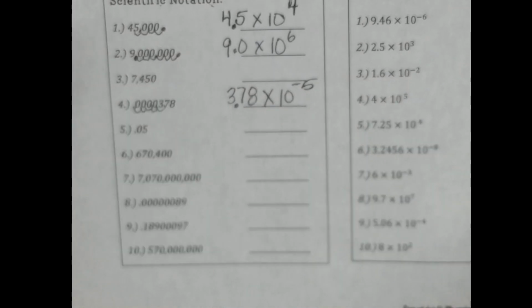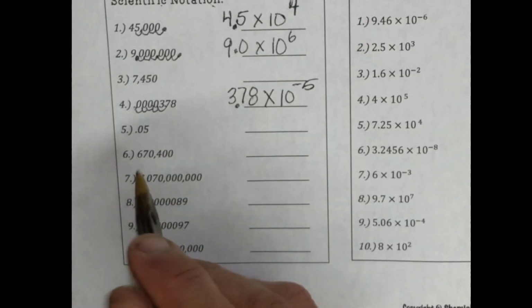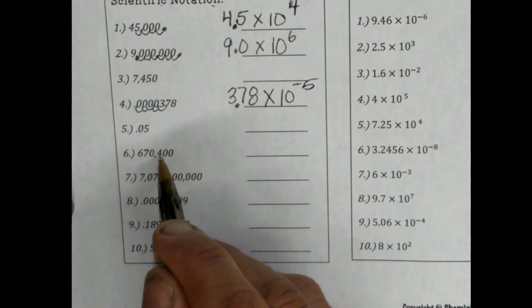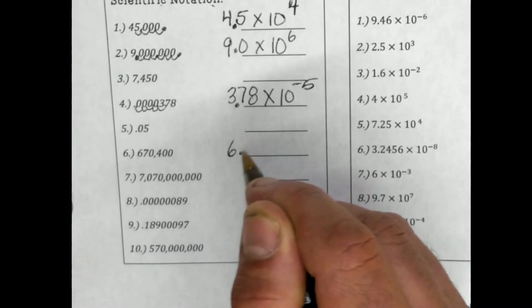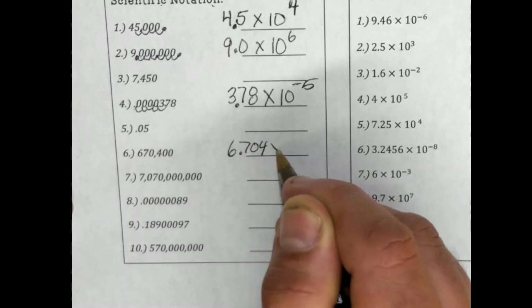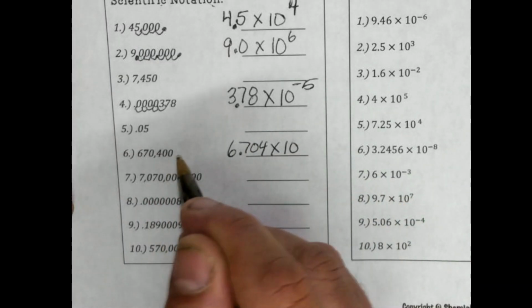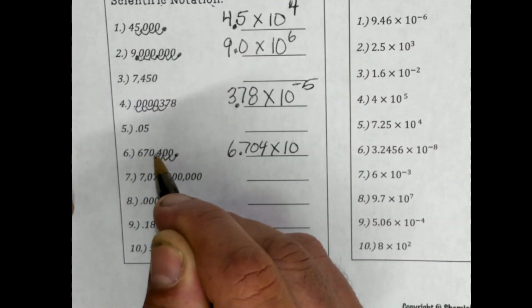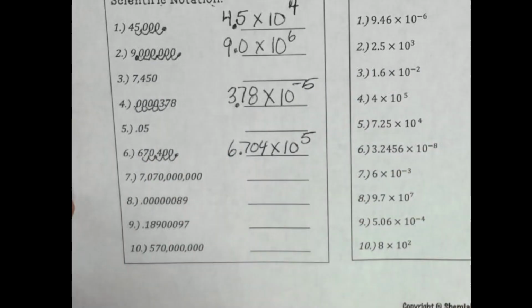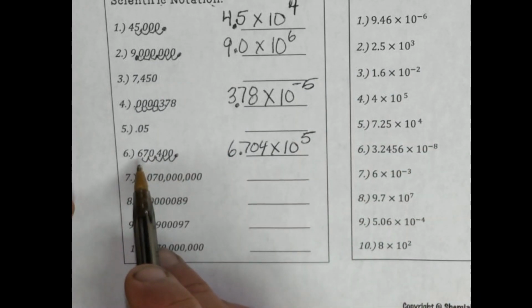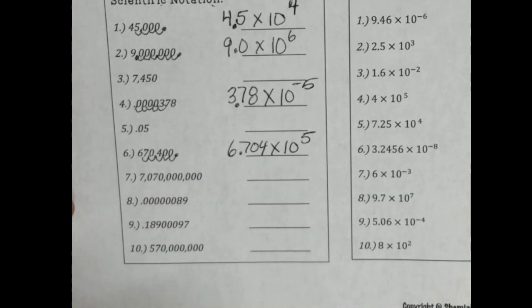Let's take a look at number 6. Number 6 is a little sneaky. You see here we've got a 0, but then we have a 4. That means we need to include that. So in this case, it would be 6.704 times 10 to the what? Well, move our decimal over 1, 2, 3, 4, 5 times. Why is it positive? Because this number is greater than 1.